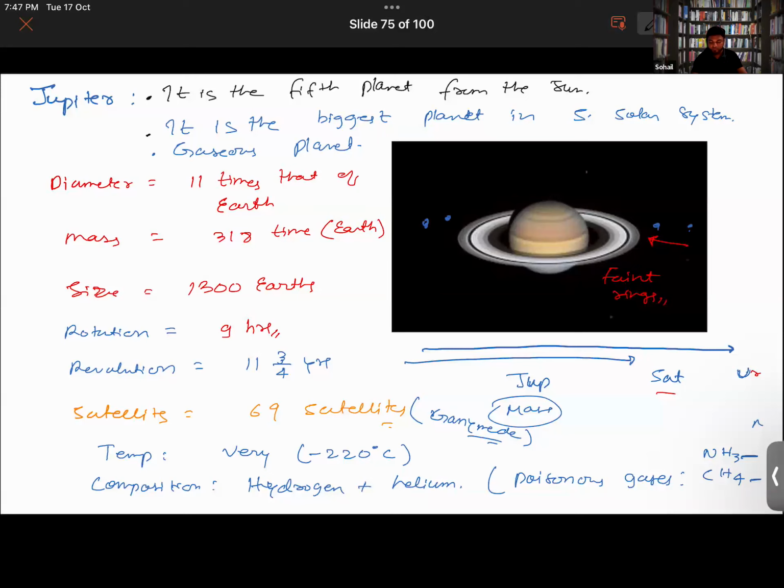The biggest moon of Jupiter. Jupiter ke baat kar rahe hain.